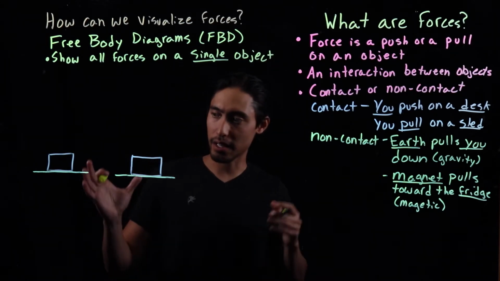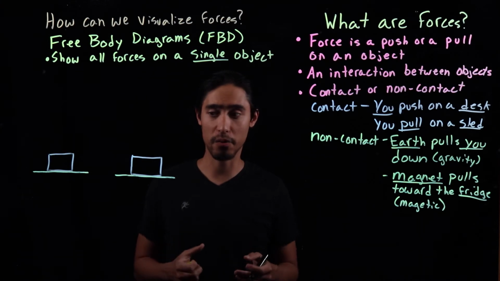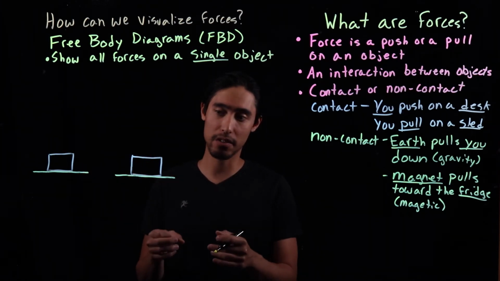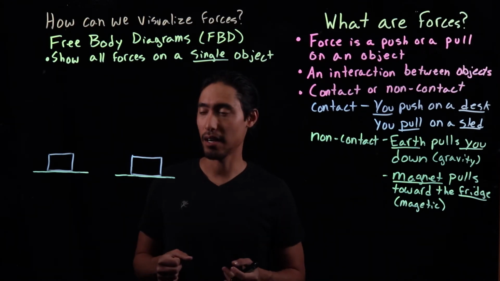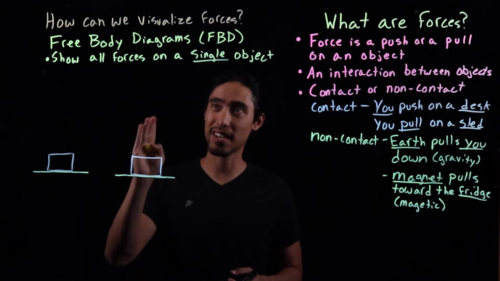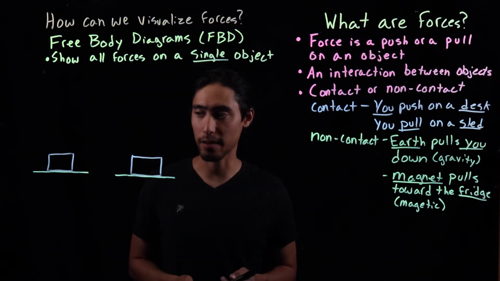So let's say we've got more than one object in the system, and we want to represent all the forces on each of those objects. We can't do it on one free body diagram. We would have to draw as many free body diagrams as there are objects. So all of the forces on one object we can represent using a free body diagram.